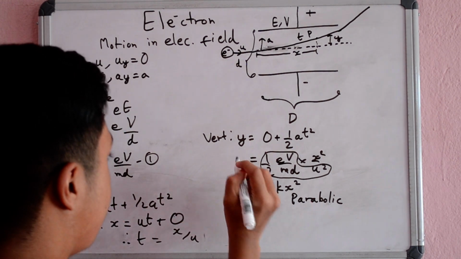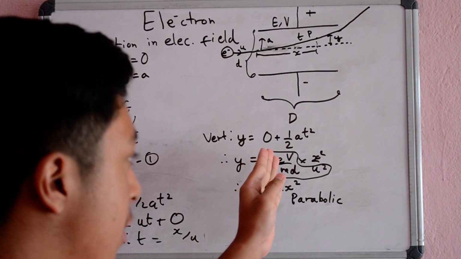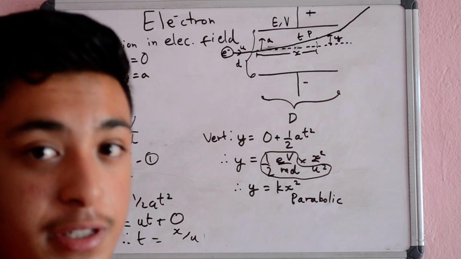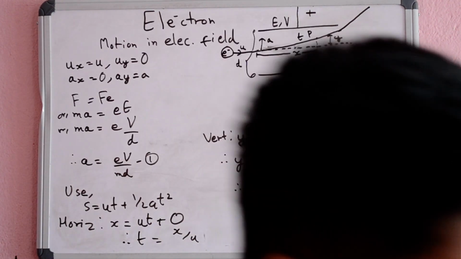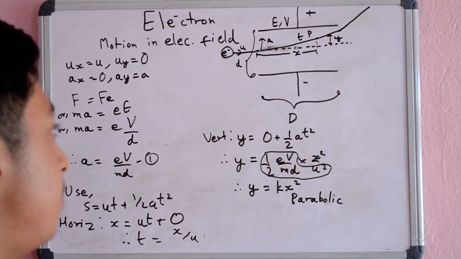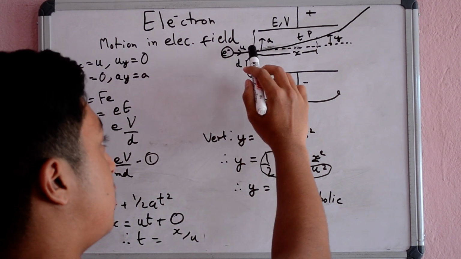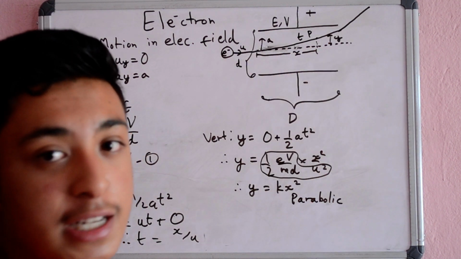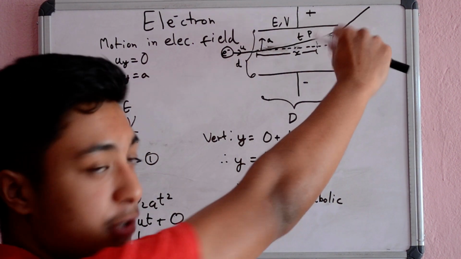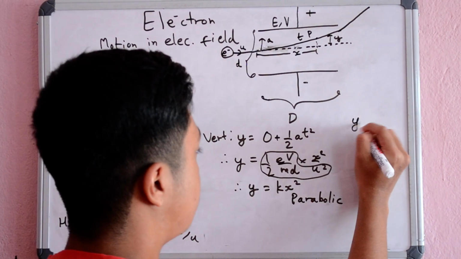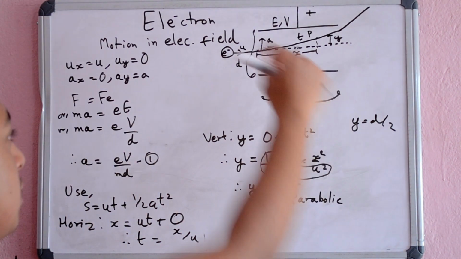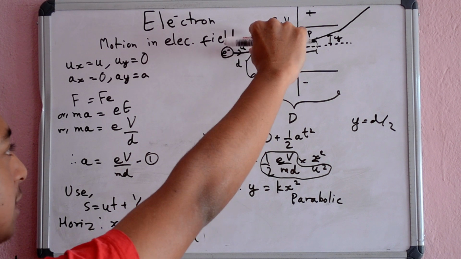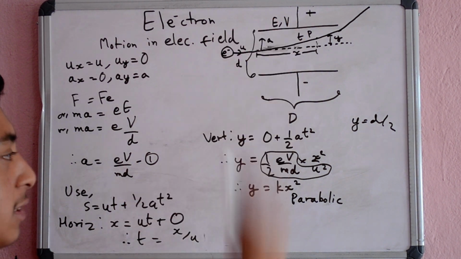So this is very much required for numericals. y equals to 1/2 of eV by md into x square by u square. And also a numerical tip is that if the question states that it just grazes the top of the electric field, that means just grazes means just touches, then y will be equals to d by 2, because if this is the whole distance, then this between from the midway is d by 2.